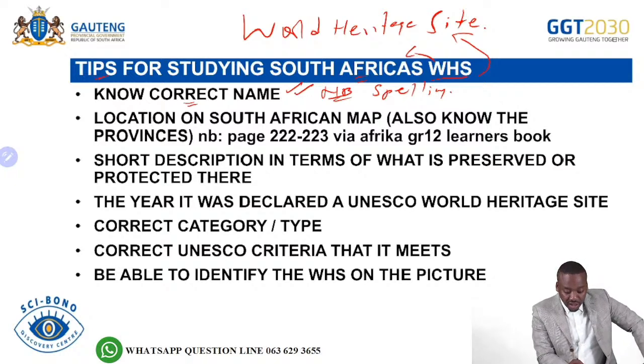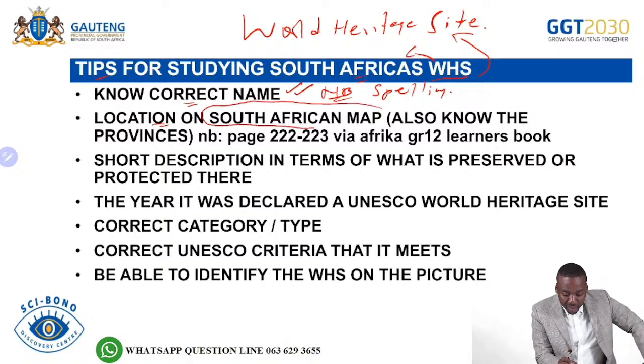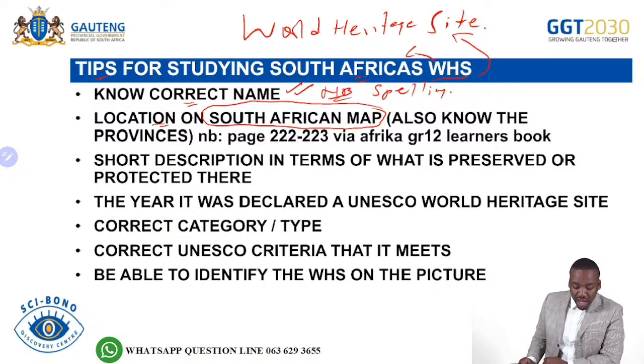the location of each World Heritage Site. I'm saying here location where? On the South African map. Right. So whatever textbook that you are using, ensure that you know the location of your World Heritage Site on the map. What do I mean by that? I'm saying location in terms of the provinces. Remember, we've got 9 provinces here in South Africa. So you need to know where each World Heritage Site is located on the South African map.